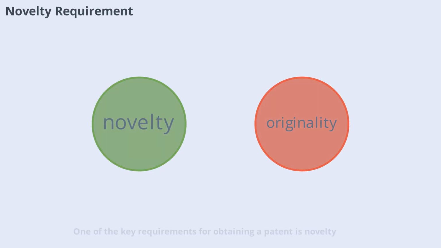One of the key requirements for obtaining a patent is novelty. An invention must be new and not previously disclosed to the public. This means that if your idea has already been published, patented, or used, it may not qualify for patent protection. The novelty requirement encourages inventors to create original solutions and prevents duplication. In this scene, we'll explain how novelty is assessed and why it's essential for patent eligibility.